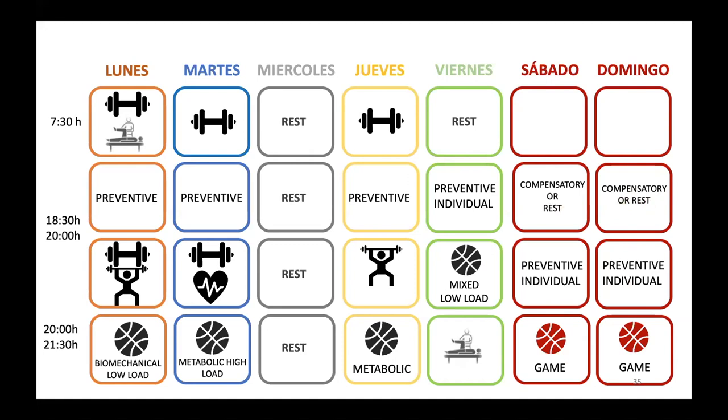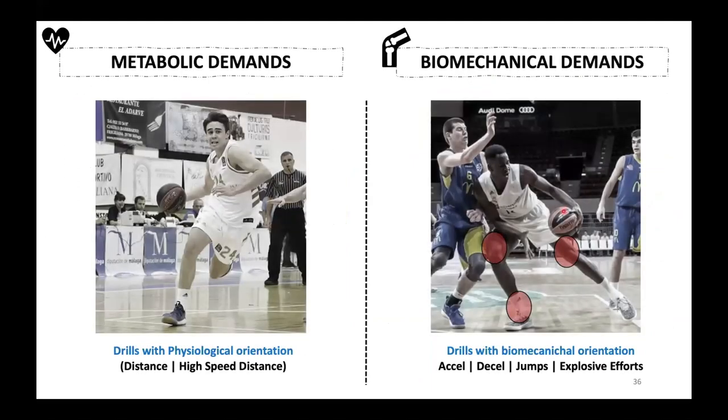An assigned practice approach that we use in our training sessions is to split the drills into different physical orientations for the basketball practice. Metabolic demands are drills or exercises with more distance and high space covered. And the biomechanical demands are the drills where the majority of the load comes from internal parameters like acceleration, deceleration, explosive force, or jumps.